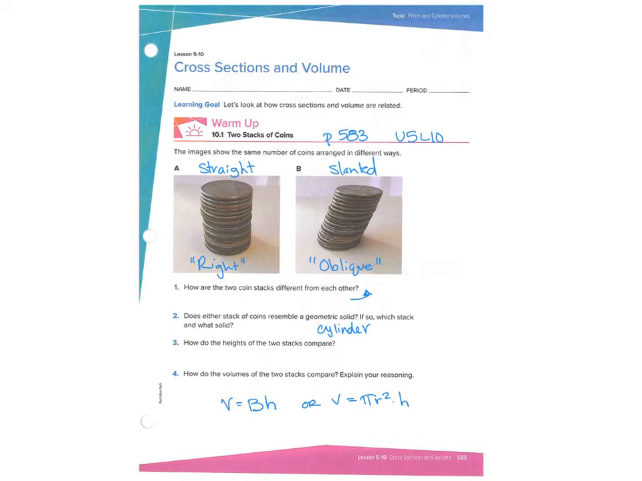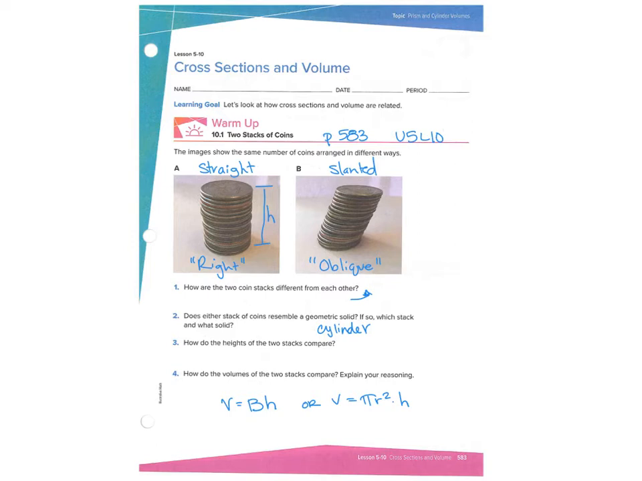So how do these heights compare? Well, this is the important concept from today's lesson. The height of this stack, it's really hard to count. I tried a couple of times. I think there might be 16 quarters in this stack. So let's for a moment just say there are exactly 16 quarters. Then the height of this stack is 16 quarters tall.